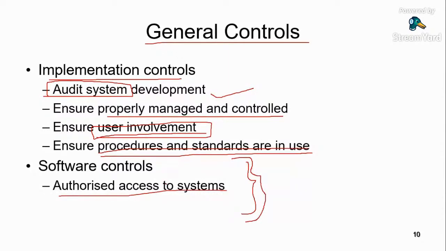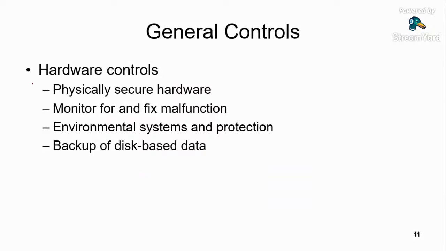In many organizations, pen drives or USB drives are not allowed, and personal systems are not allowed. Only the systems provided by the organization have to be used, and these systems have their own security. Even if a system is stolen, no common person can easily get hold of the data or access your organization's systems. So they come under authorized access to the system, in both the hardware and software parts. Then in the hardware control, we have to physically secure the hardware.